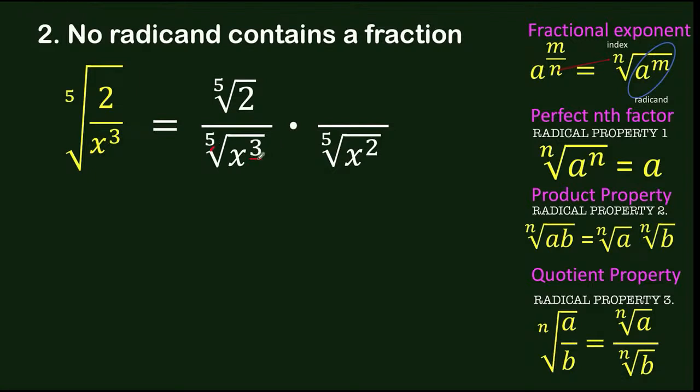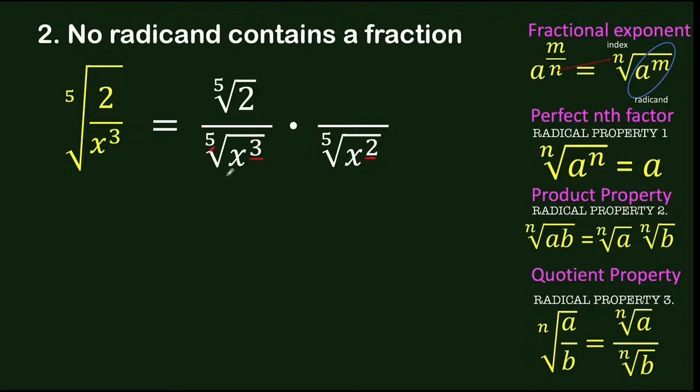You look at the exponent of the radicand, that is exponent 3. You need another exponent so that when you add that exponent to 3, the sum would be 5. And that number that you need is exponent 2. Because if you apply the product property of exponent, you copy the common base and you add the exponent. So when you add 3 plus 2, you will get the index 5.